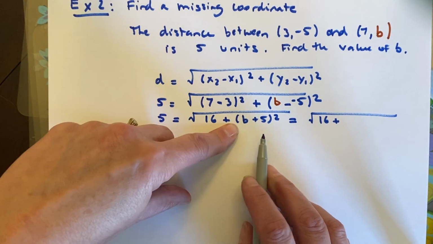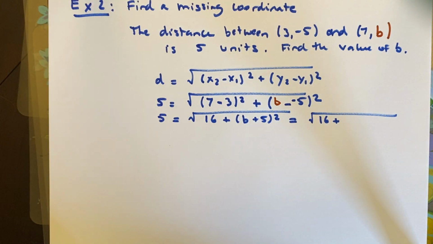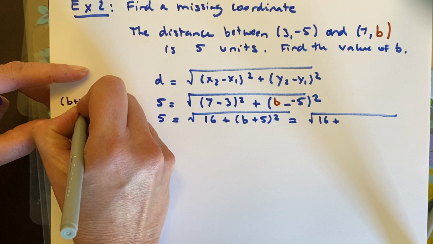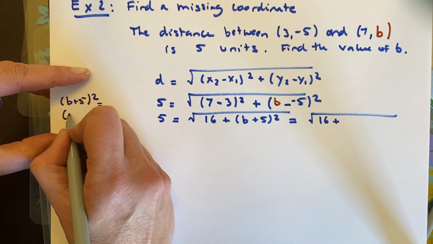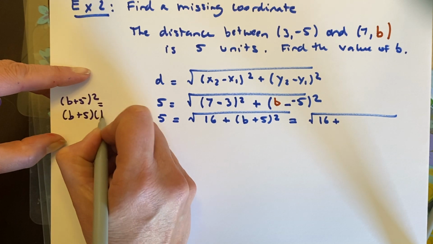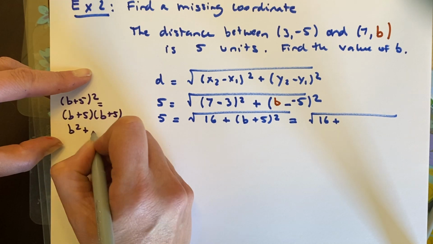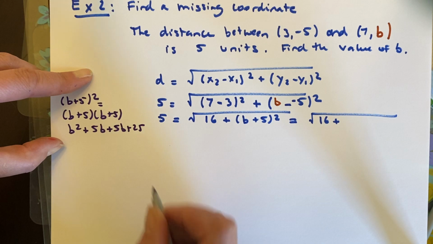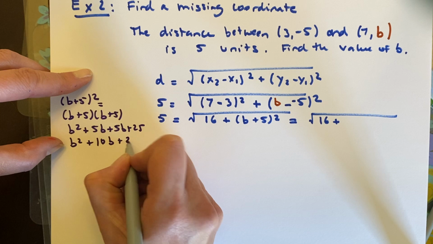So if you don't know right away how to do this, I strongly suggest you work it out on the side. And I am going to just do this over here because I know some of you are still getting this wrong. And I want to make sure you remember how to do it right. This means b plus 5, b plus 5, which means b squared plus 5b plus 5b plus 25. And so when I combine that, I get b squared plus 10b plus 25.